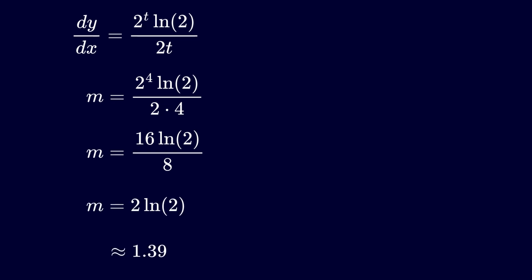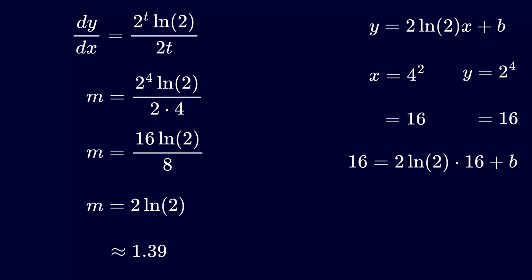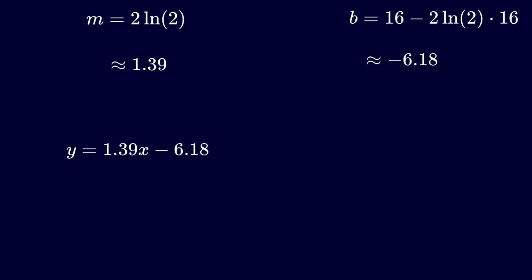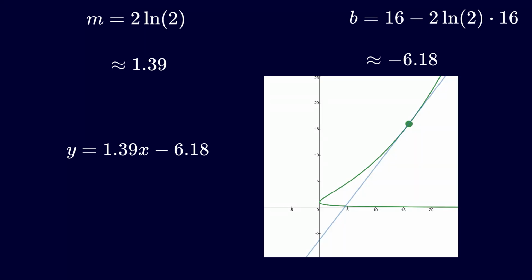Since we know the slope now, we can update the equation for the tangent line using this value. We can find b in a familiar manner by using any point on the line. We know the point where t equals 4 is on the line, so let's use that. And there's our equation. You can see that it's definitely a tangent line.